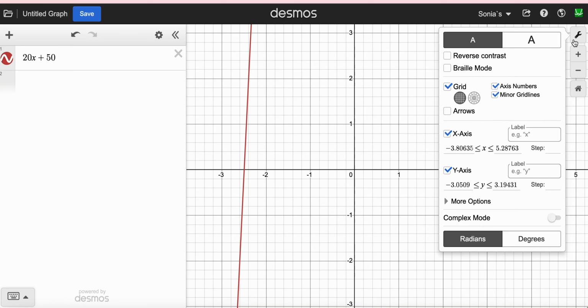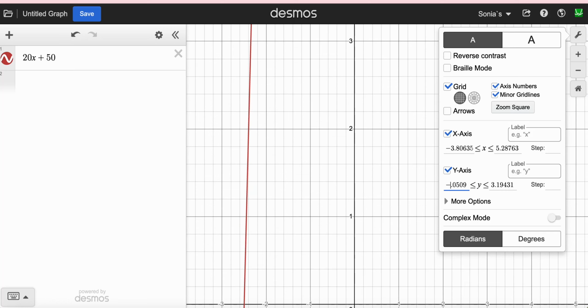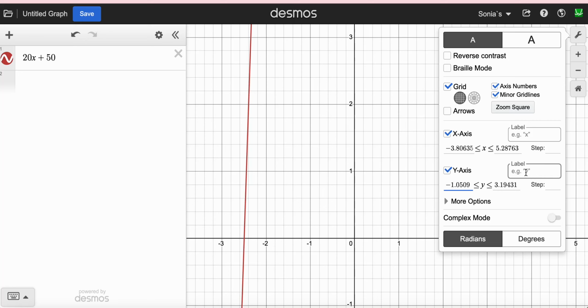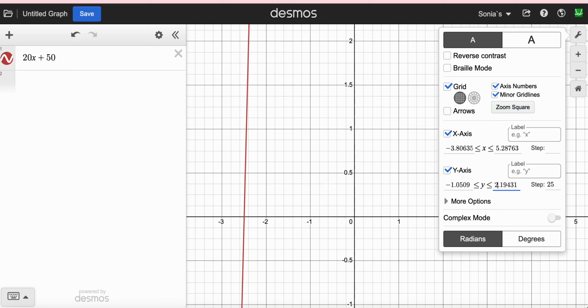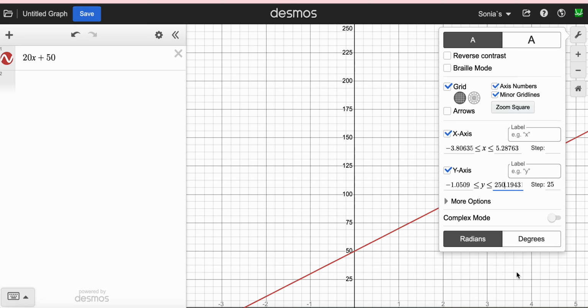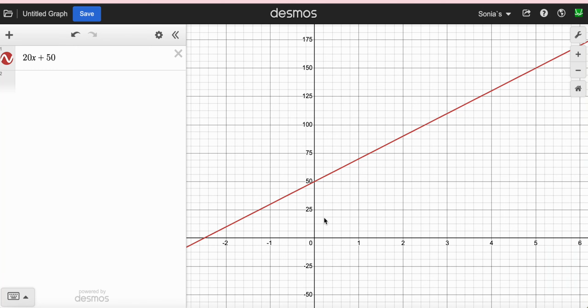So let's see how we can do this. This is the settings button. Just press this. Let's start with -1, right? And then I want steps of 20. See, it will not show 25 right now because y is coming with 3. So let's make it maybe 250, the maximum cost I want to take. So see, now it is in range.